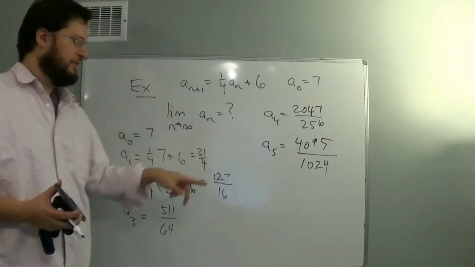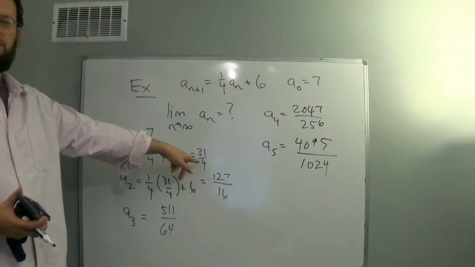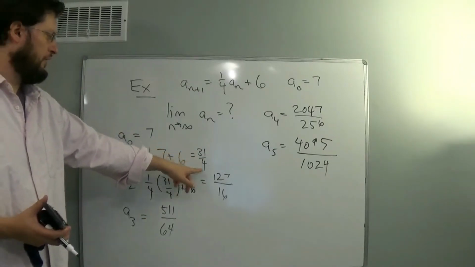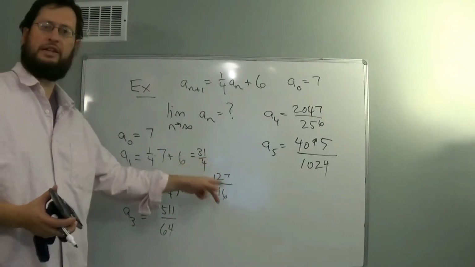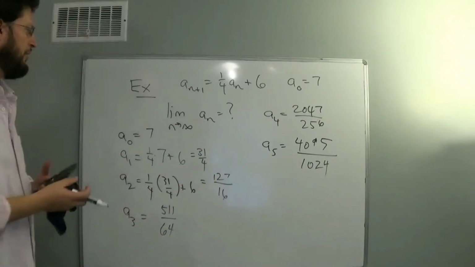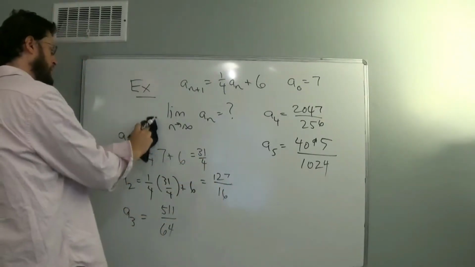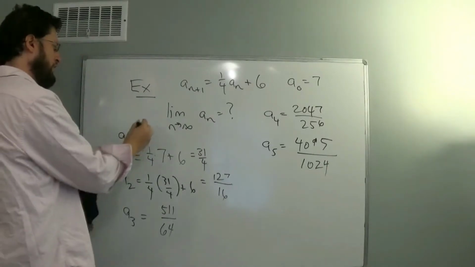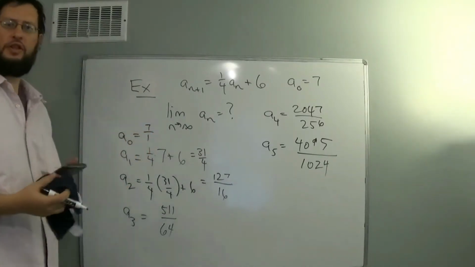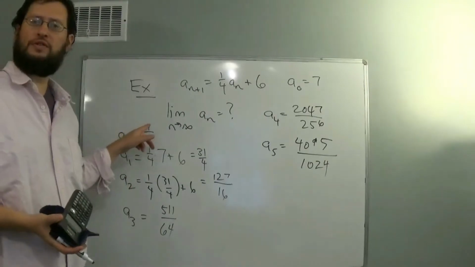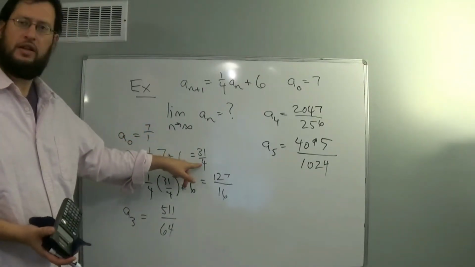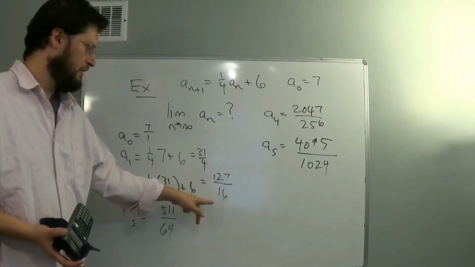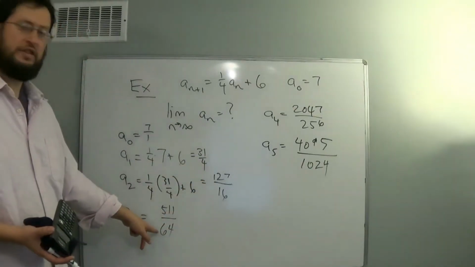The denominators work out pretty nicely. This is 4, this is 16. Look what we're doing. We're multiplying by 4 each time to get to the next denominator. I'm going to think about that in a slightly different way. I'm going to write 7 as 7 over 1. And then I'm going to think about these as powers of 2. This is 2 to the 0. This is 2 squared. This is 2 to the 4th. This is 2 to the 6th.